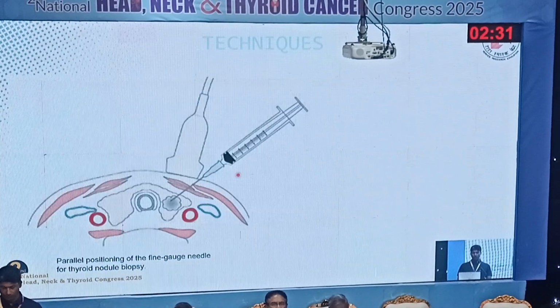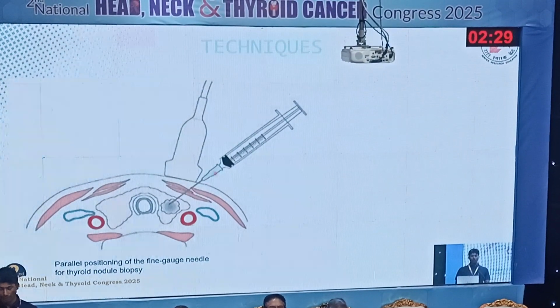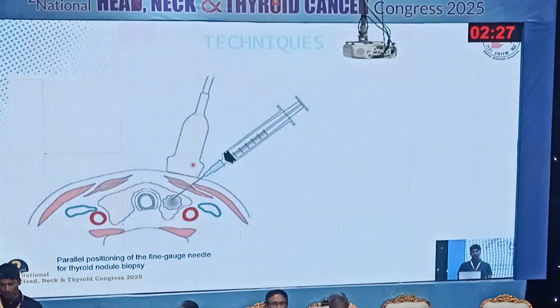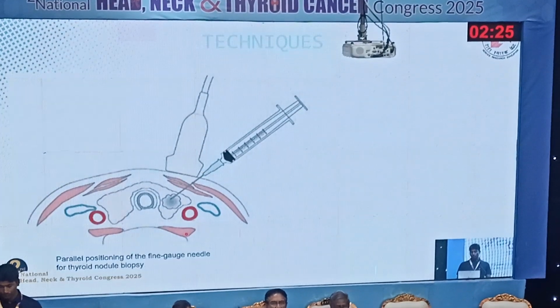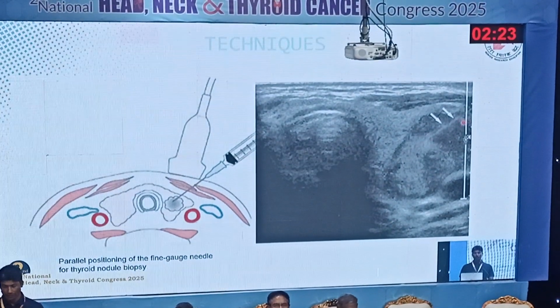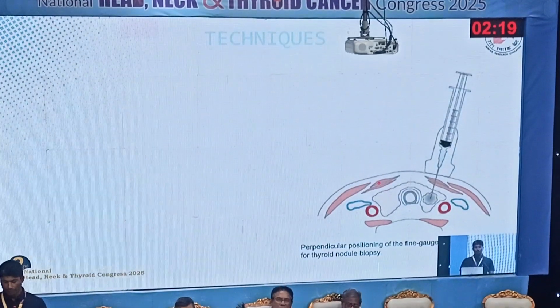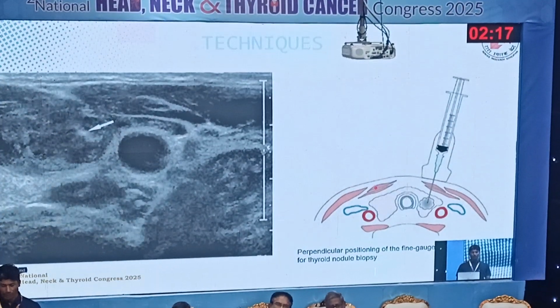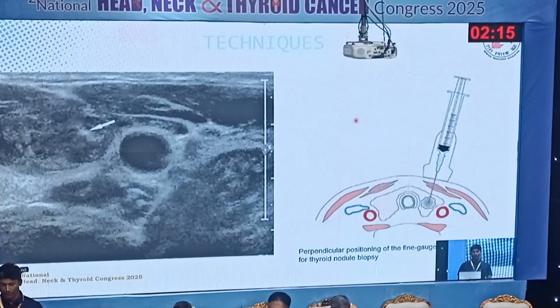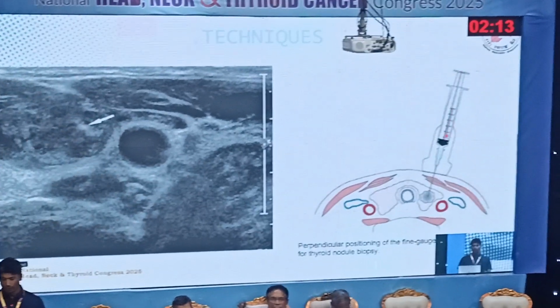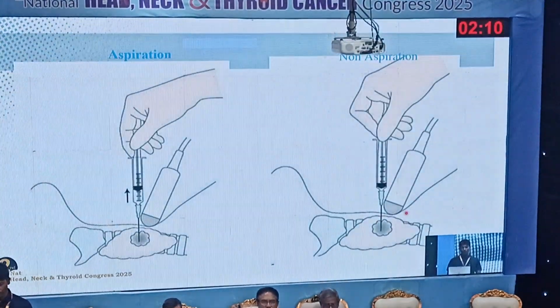I'll show you the techniques. So this is a parallel technique. This is parallel to the probe, where the complete needle is seen. But if the needle is located deep, then you can use a perpendicular technique, where only the tip of the needle is seen. So the needle is perpendicular to the ultrasound beam.